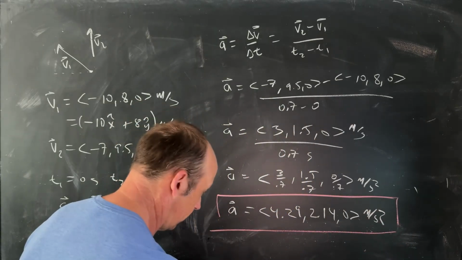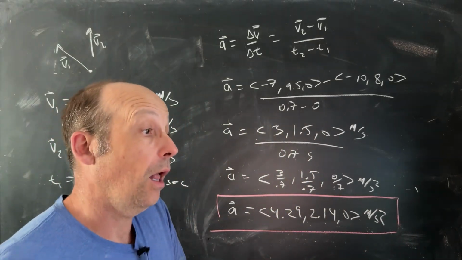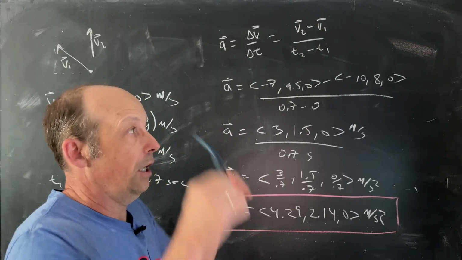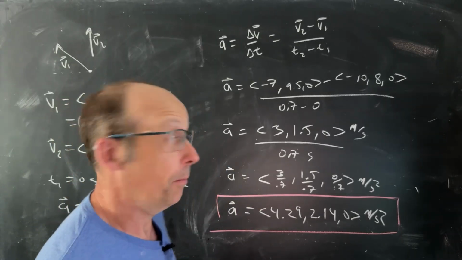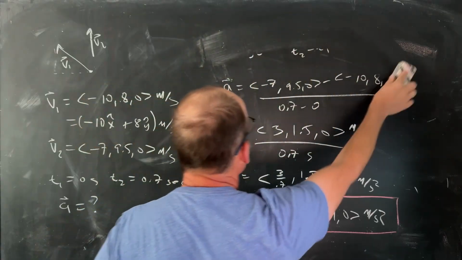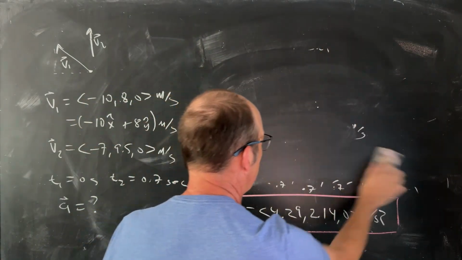Because it's got a box around it. Okay. Now, that is the vector acceleration. Now, you might say, but what's the magnitude of the acceleration? I didn't ask for that, but we're going to do it anyway. And then we can also sketch that, right?